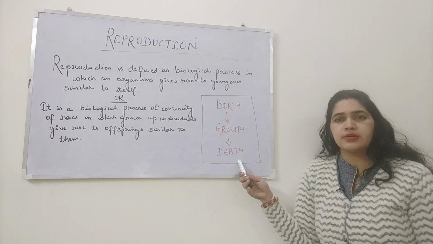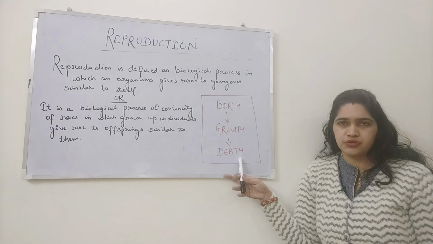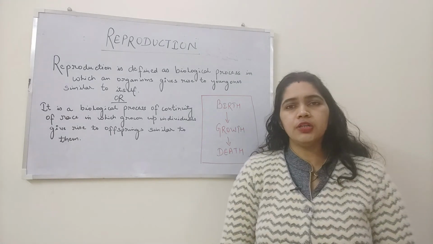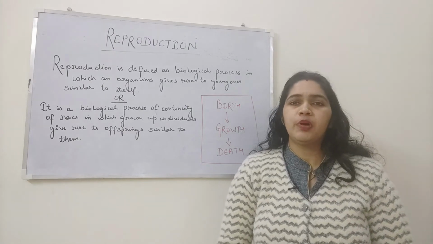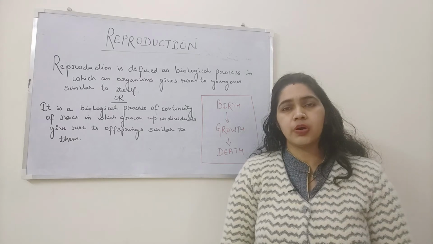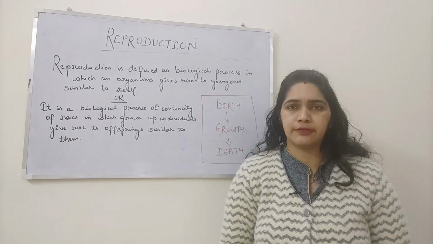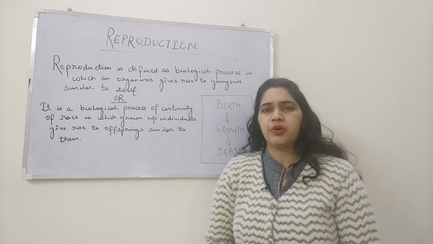जो भी organism इस धरती पे जन्म लेता है वो grow करता है, mature करता है और उसके बाद उसकी death हो जाती है. If reproduction is not there, then it is very difficult to maintain the continuity of the race. So reproduction is the process where offsprings grow, mature and in turn produce offsprings which are similar to itself. Now let's have a look at the definition of reproduction.